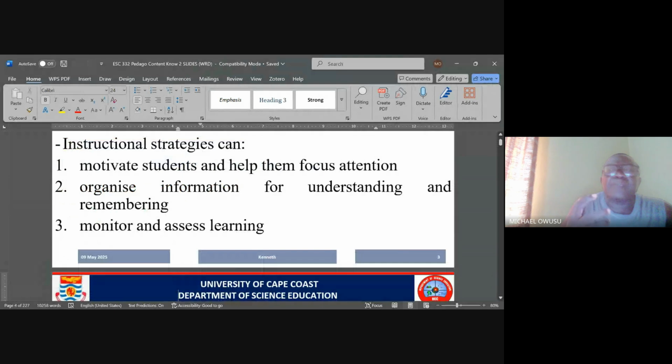It also helps them to organize. It can organize information for understanding and remembering, because you have planned your teaching in such a way that this is what I want my students to acquire. This is what I want my students to do. This is what I want my students to be able to apply the knowledge for. So whatever information you are giving to them is well organized, and it aids understanding. It also aids remembering. And also as a teacher, it helps you to monitor and assess the learning.